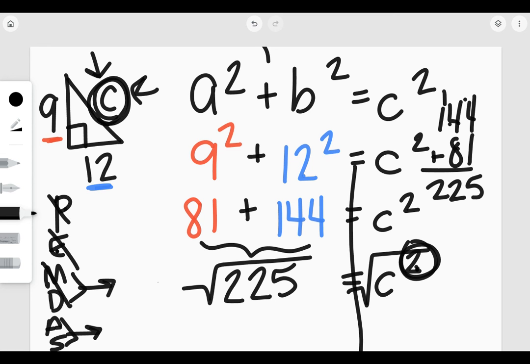The square root sign and your square, they go away. They cancel each other out, and we're left with C. Okay, that's what we need. And now we just need to find the square root of 225.